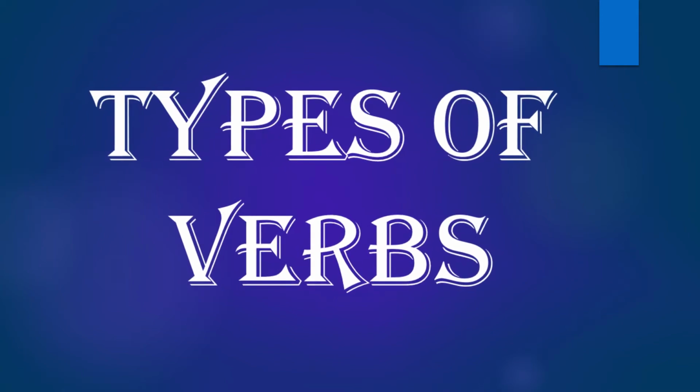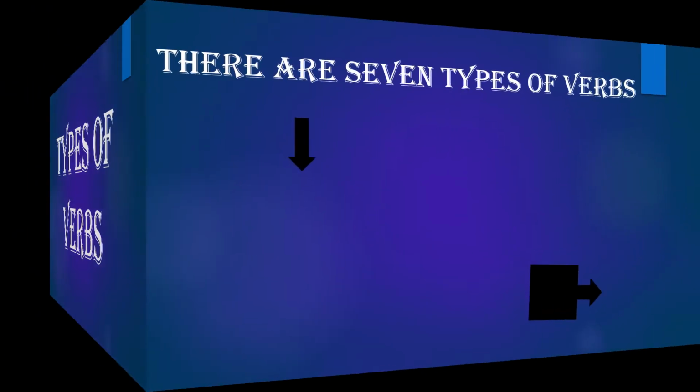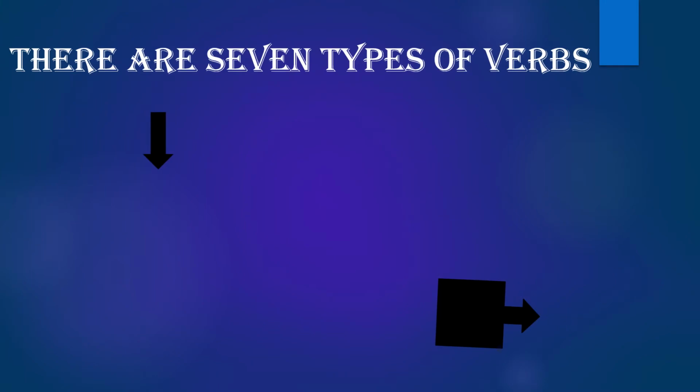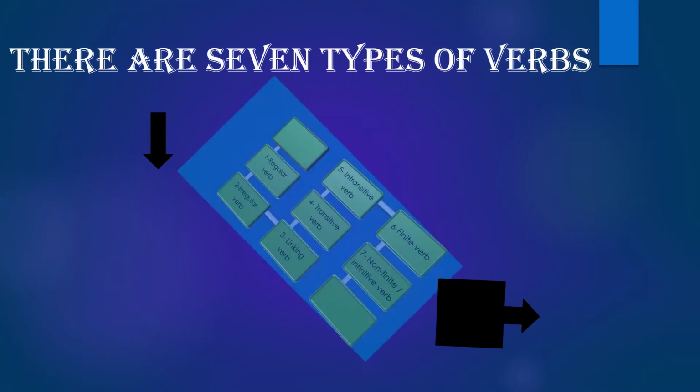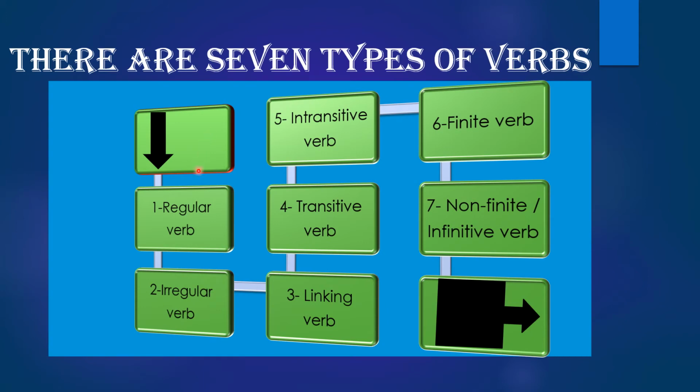Types of verbs. There are 7 types of verbs. You may see in the web. The first type is a regular verb. The second, irregular verb. The third one is known as linking verb. The fourth, transitive verb. The fifth one is known as intransitive verb. The sixth one is called finite verb. And the last one is known as non-finite or infinitive verb. Now students, we are going to study each of the type in detail.